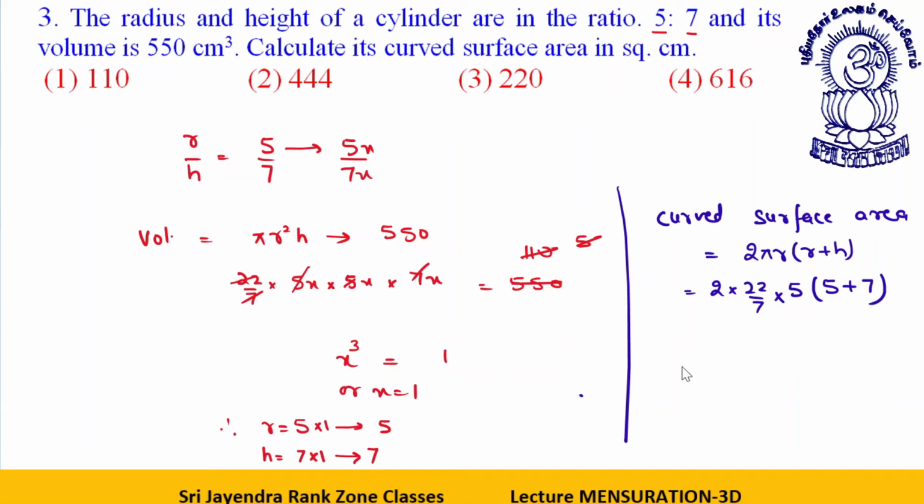Okay, dear students. 5 into 7. 7 and 7 cancel. 2 into 5, 10. 10 into 22, 220 centimeter square is your answer. And the option is option number 3. I hope it makes sense and it must be clear to all of you. Okay, dear students, next one.